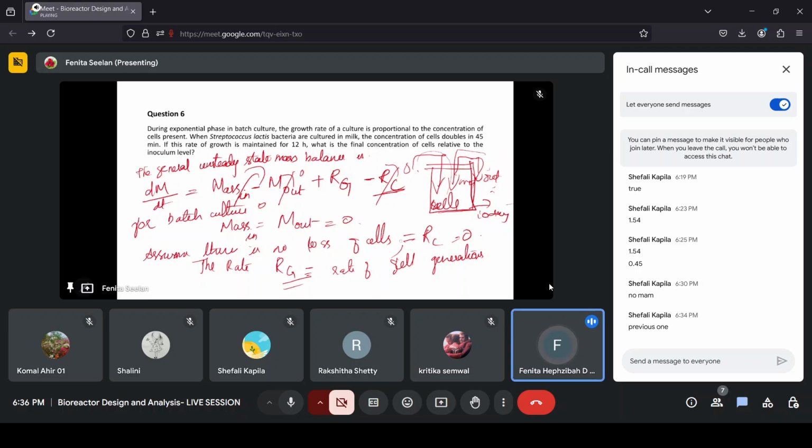And this is proportional, they have given. The growth rate of a culture is proportional to the concentration of cells present. So how do you write RG in terms of your cell concentration? Any idea? It will have a volume term and specific growth rate and your biomass. So mu x into V.